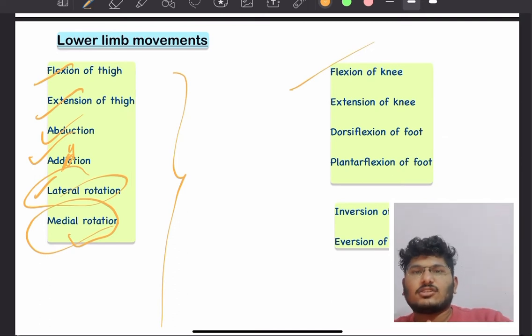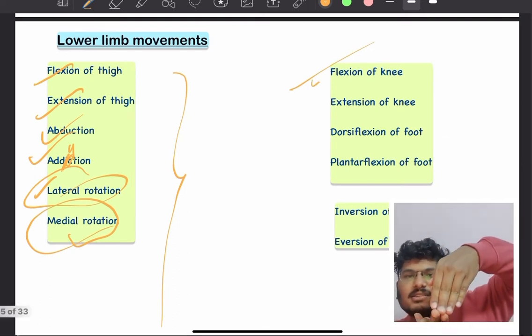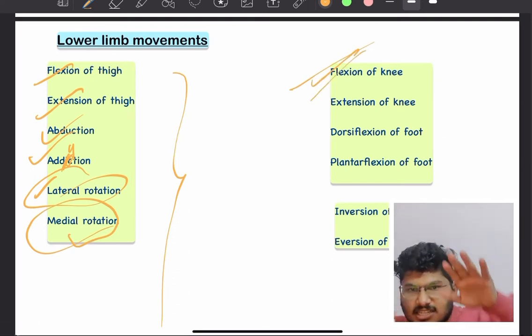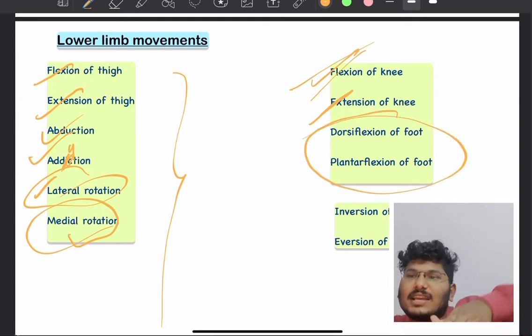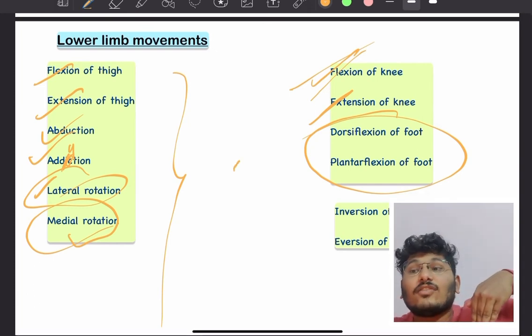Regarding the knee, flexion of the knee. If this is my knee, anterior surface, that is sitting or squatting position. What's happening? Your knee is flexing, so that is called flexion. Standing still again is extension at the level of the knee joint.